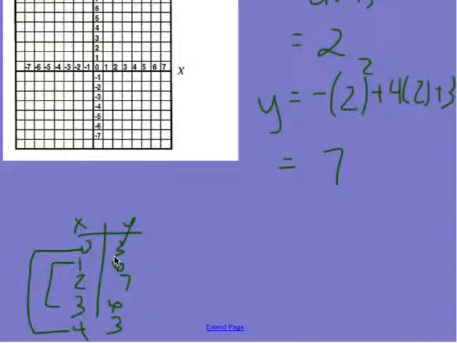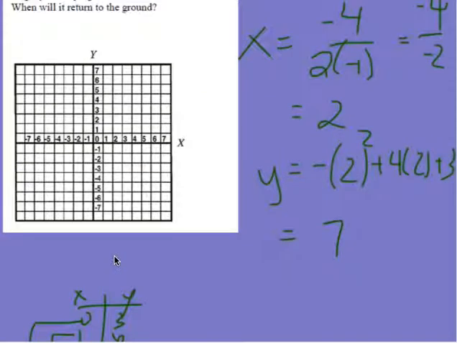So there's your chart, okay? So we're going to go ahead and plot some of these points. So we're going over 2 and up 7. That's this point right here. Then for 6, we're going over 1, up 6. We're also going over 3, up 6. Then we're going over 4, up 3, which is here, and over 0, up 3. So this right here represents our parabola.